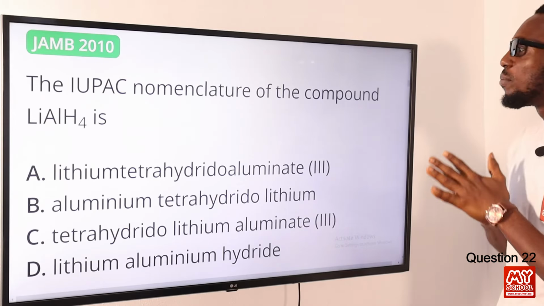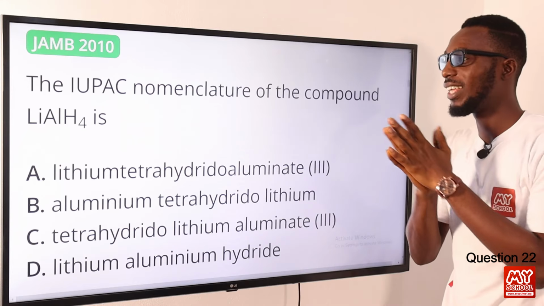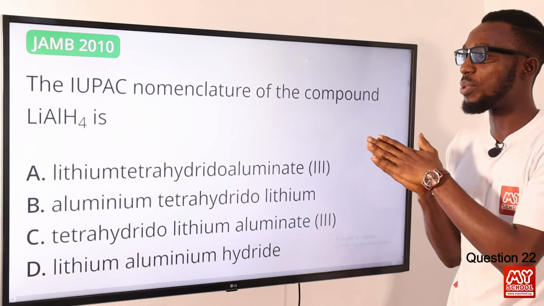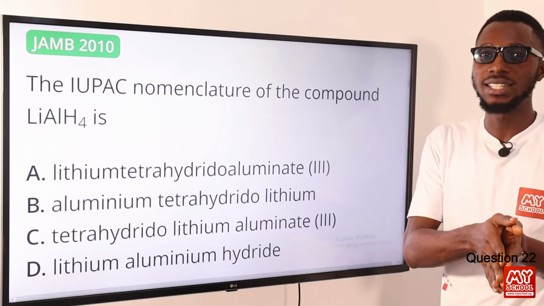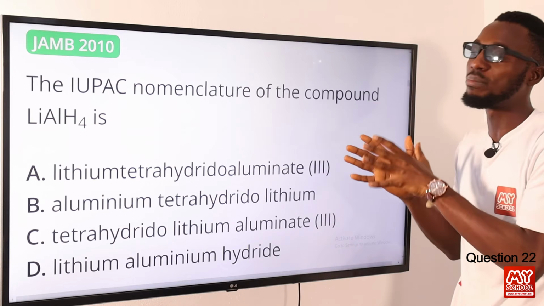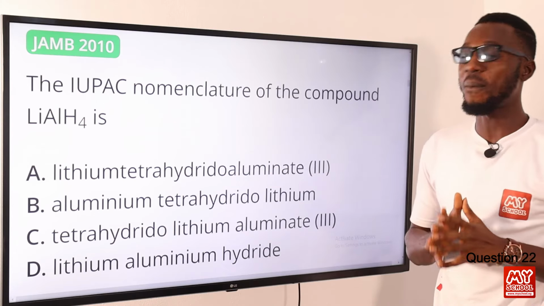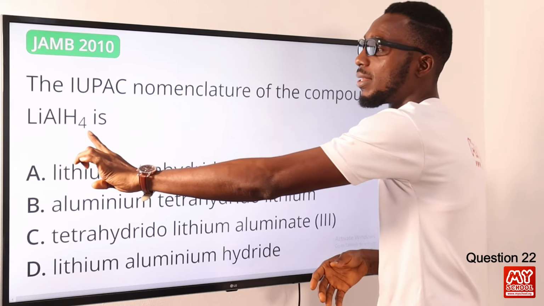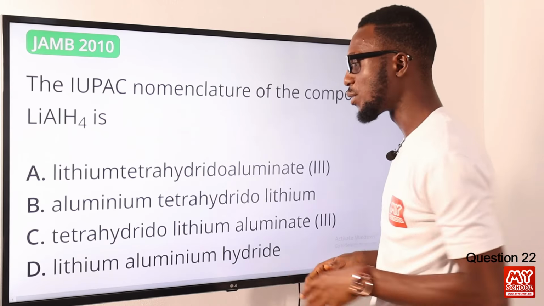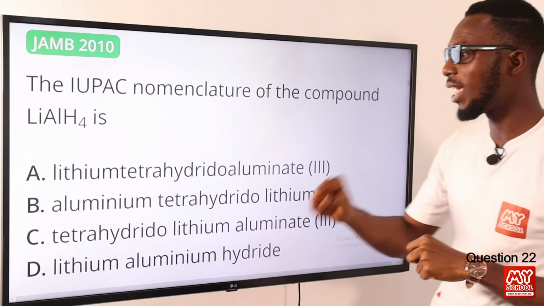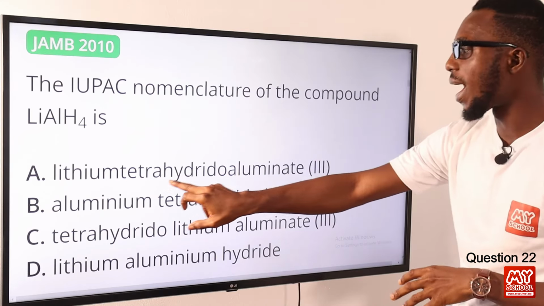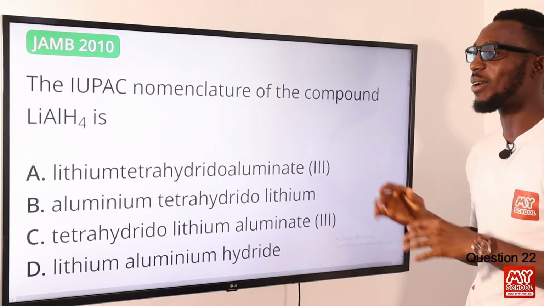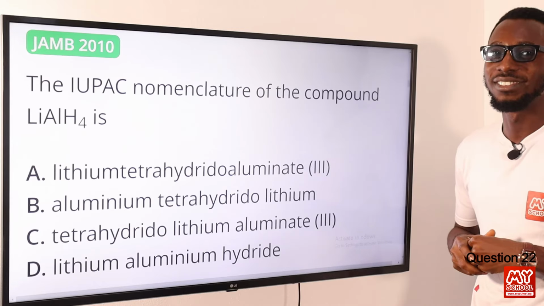22. So the IUPAC nomenclature of the compound that we have here is what? At first, this compound is actually gotten when you talk about the reaction between aluminum chloride and lithium hydride, and this should be in excess so that you can get this particular compound. So the IUPAC nomenclature, the proper name for it, is lithium tetrahydroaluminate 3. So where do we have that? I think I can find that in option A, looking carefully, lithium tetrahydroaluminate 3. So that is the IUPAC nomenclature for this compound. So option A is the correct option.